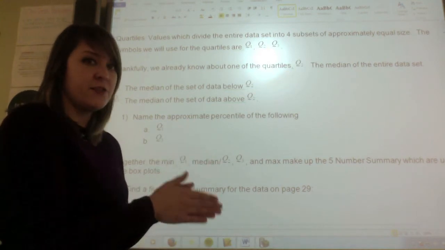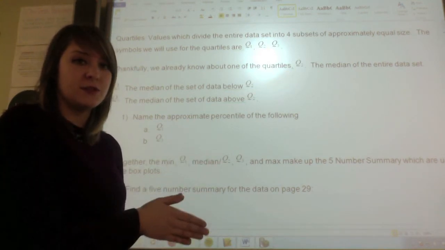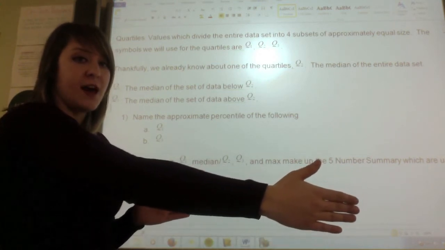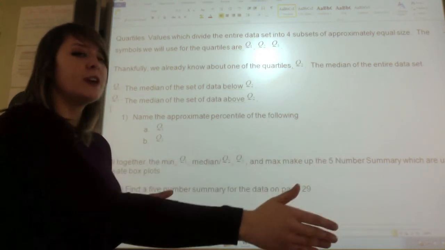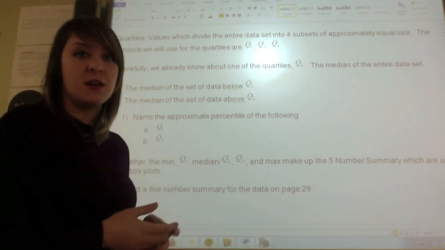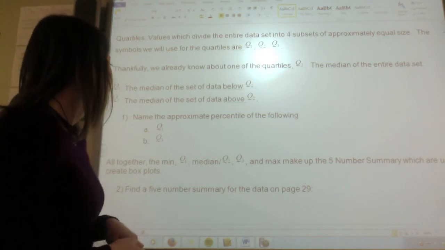So again, after you find that median in your data set, which is Q sub 2, once you take that out and you've got everything ahead of that or above that, then you look at the median of that portion of the data. So it's just going to be the median of the upper portion of your data.